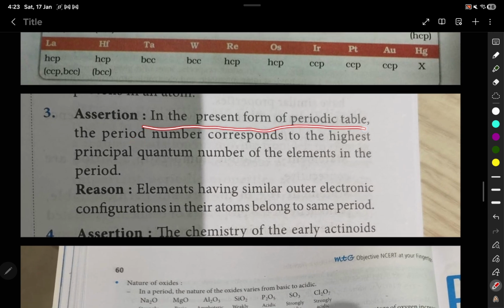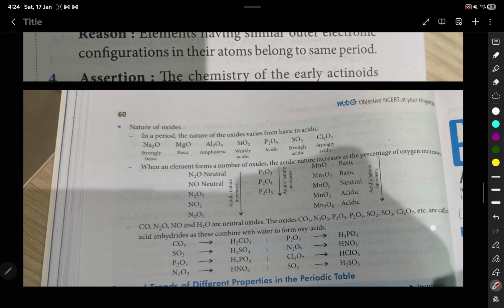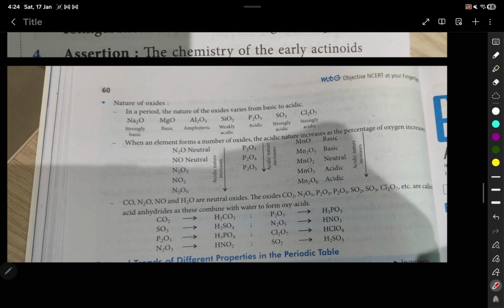In the present form of the periodic table, the period number corresponds to the highest principal quantum number of the elements. Elements having similar outer configurations belong to the same period. So assertion is true, but reason is false because it should be the same group, actually. Group, okay? Remember that. And nature of oxides, I will be pausing the video. I mean, you can easily know this. This is just because of the trend, you can know it.